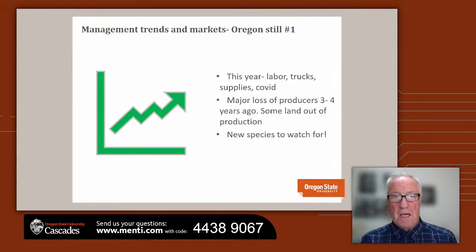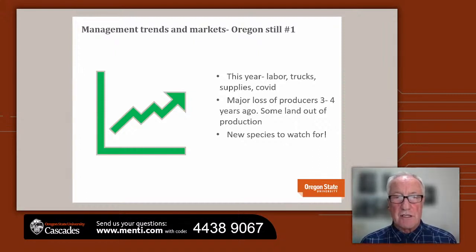Some of the management trends in market. Oregon's still the number one producer of trees in the United States, and has been for probably, I don't know, 20, 25 years. This year, some of the issues that growers are dealing with are labor is becoming more and more of a problem. Finding trucks, supplies, and then COVID restrictions have made harvest a little bit harder. Maybe not as bad as last year, but growers are having to deal with all of these issues.